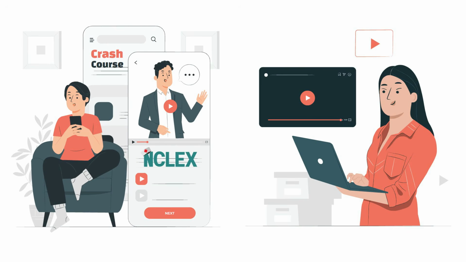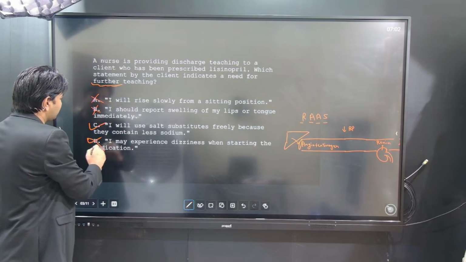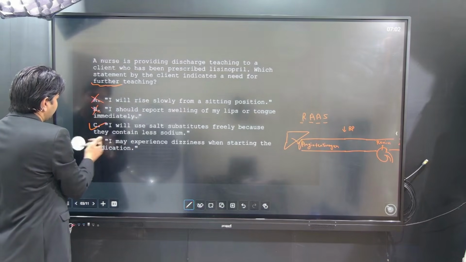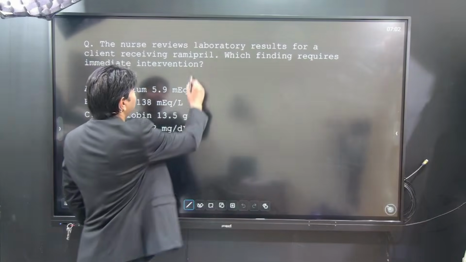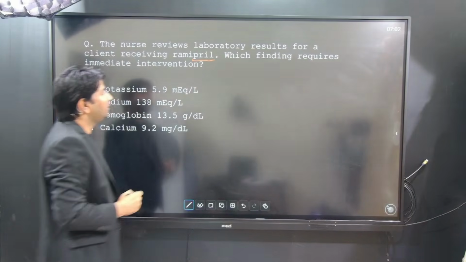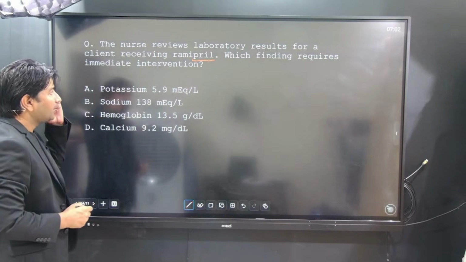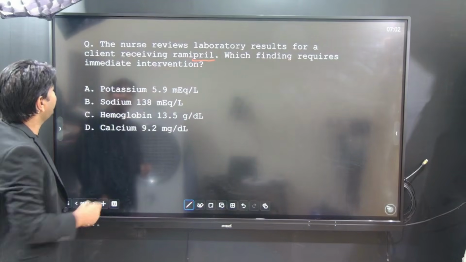Now, let's continue with the topic. So this is a correct statement. So this will be here the wrong one. Question. The nurse reviews laboratory results for a client receiving Ramipril. Again, pril, it means it's an angiotensin-converting enzyme inhibitor drug. Which finding requires immediate intervention?